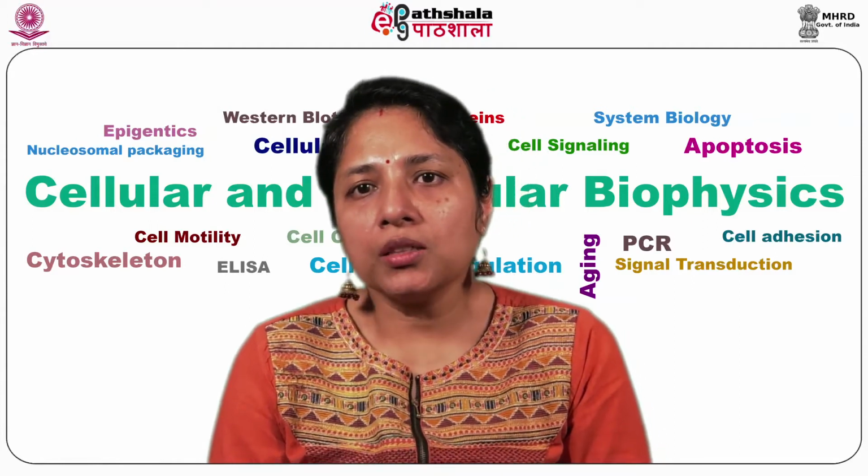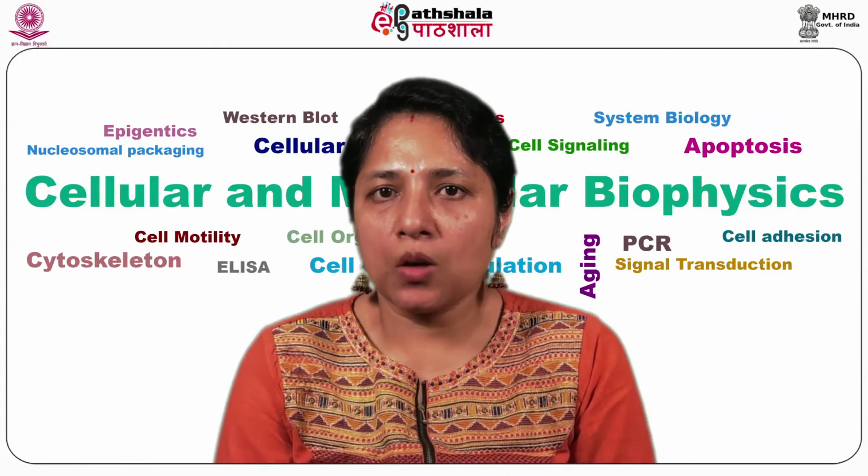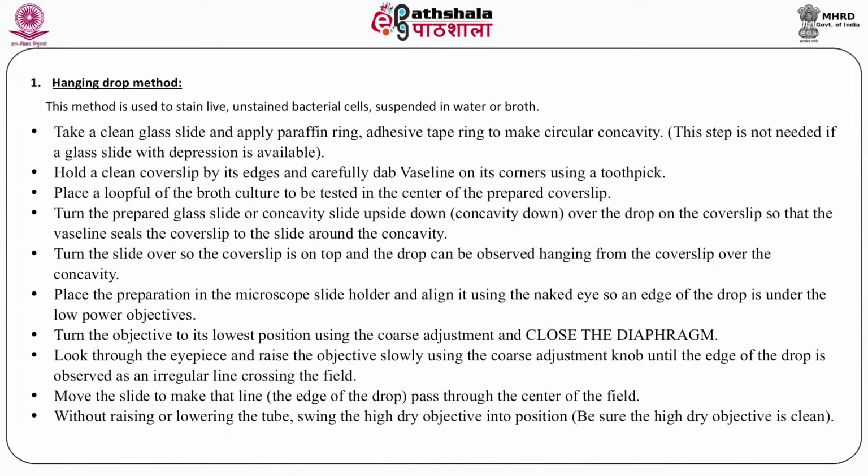Next, we turn the prepared glass slide, concavity side, upside down so that the Vaseline seals the cover slip to the slide around the concavity. Now turn the objective to its lowest position using the coarse adjustment, close the diaphragm and look under the microscope to determine the motility of the bacteria in culture.